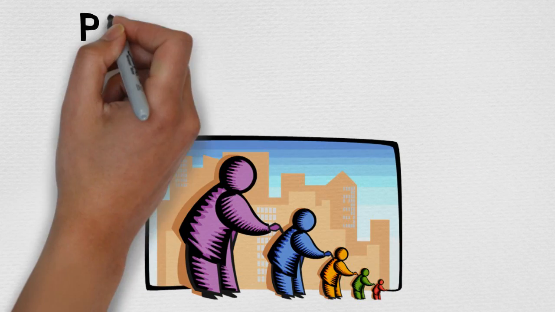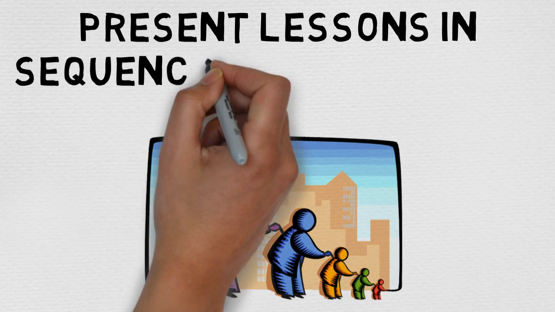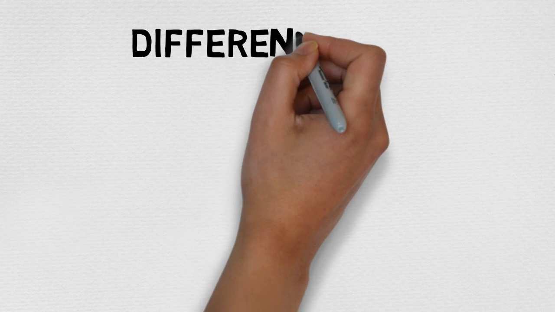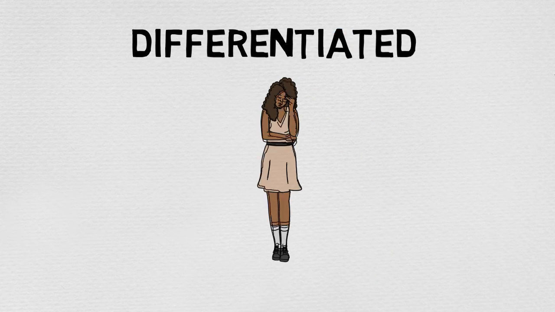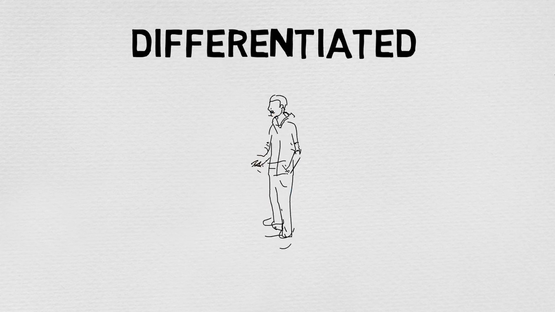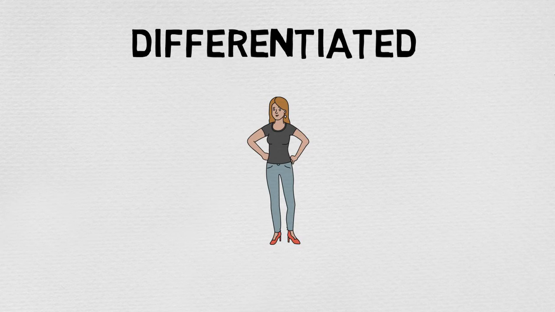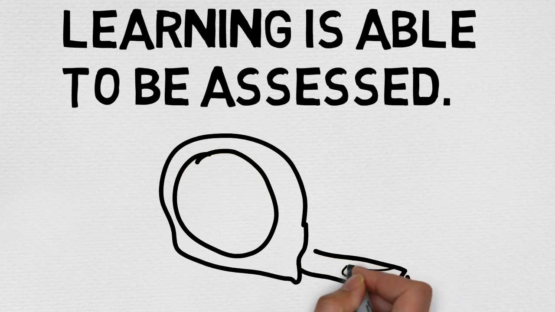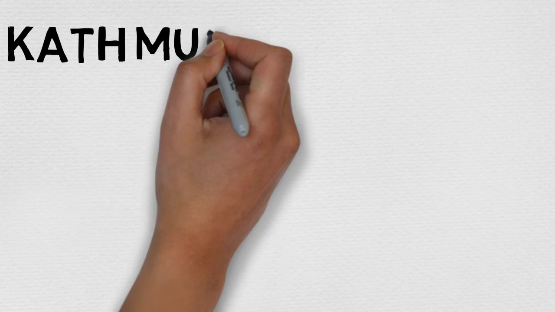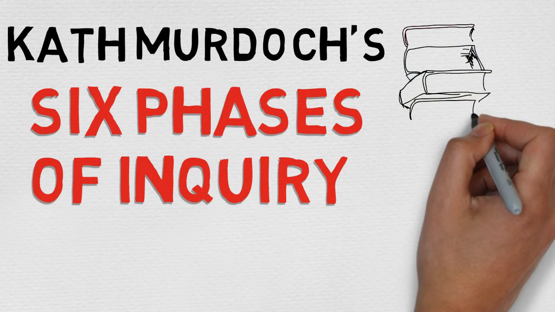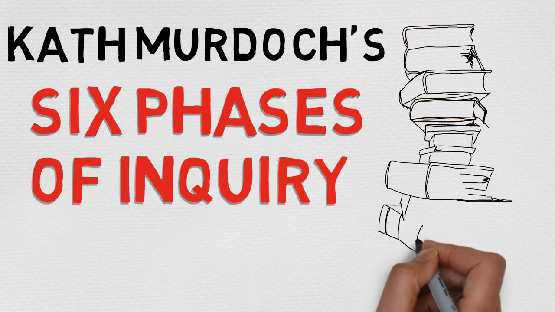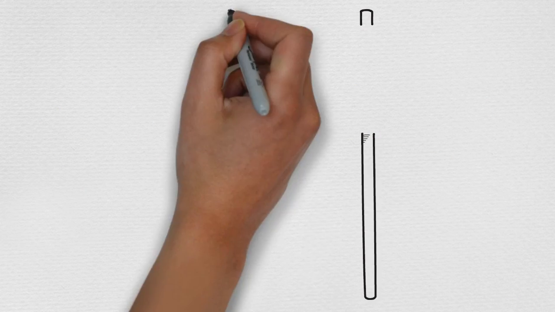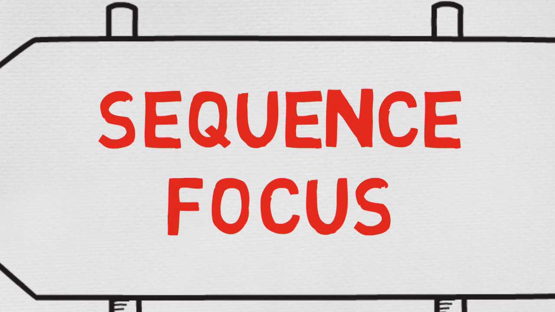Next, that the learning experiences are presented in a sequence that optimizes student understanding. Final 2 points I'd like to make on learning experiences are firstly, that the lessons are differentiated, catering for all students and learning needs. And finally, that students are able to be assessed in accordance with stage 2 based on the learning experiences. Now, an excellent tool to help with planning learning experiences is a tool produced by Kath Murdoch, and it's called 6 Phases of Inquiry, and it's designed to guide the sequence and focus of each lesson.